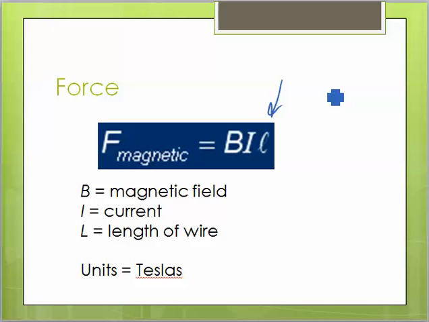So the magnetic force is B times I times L. The stronger the magnetic field, the more force. The stronger the current, the more force. The longer you make that wire going through that magnetic field, the stronger the force. So those are the things that you could do to increase the strength of the force.